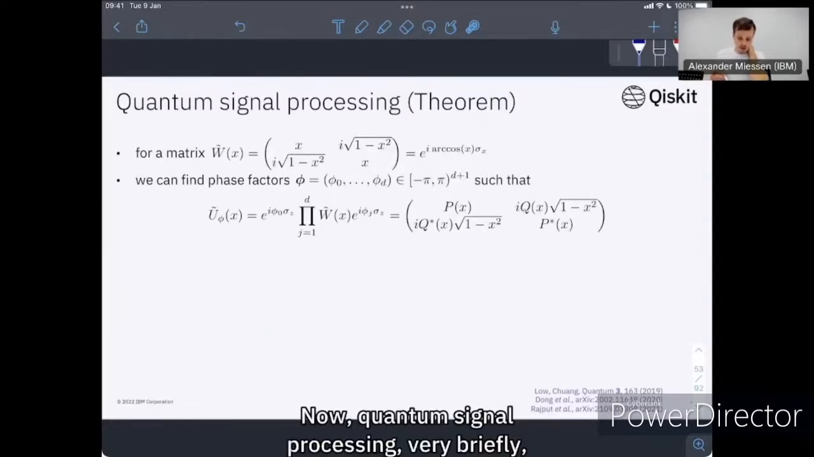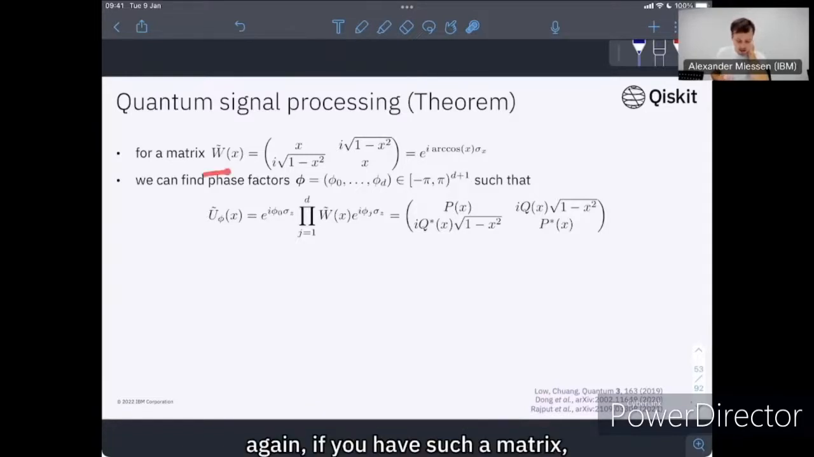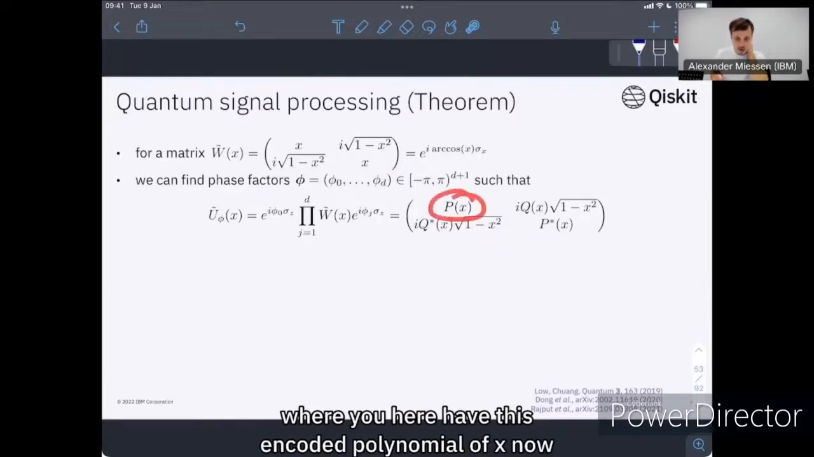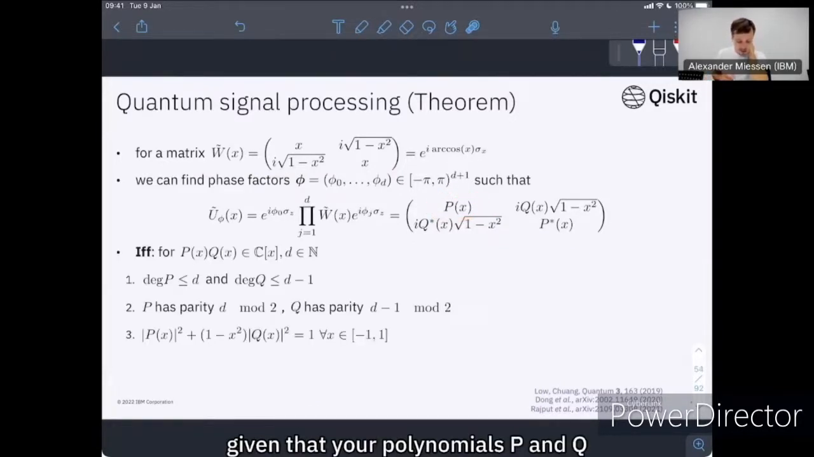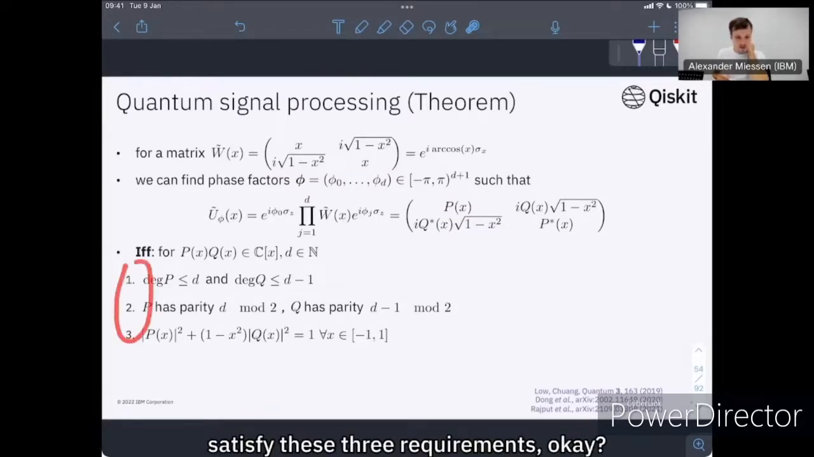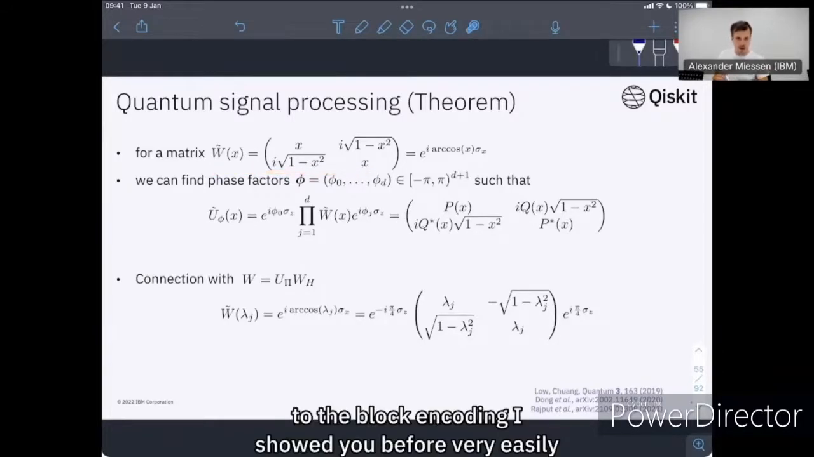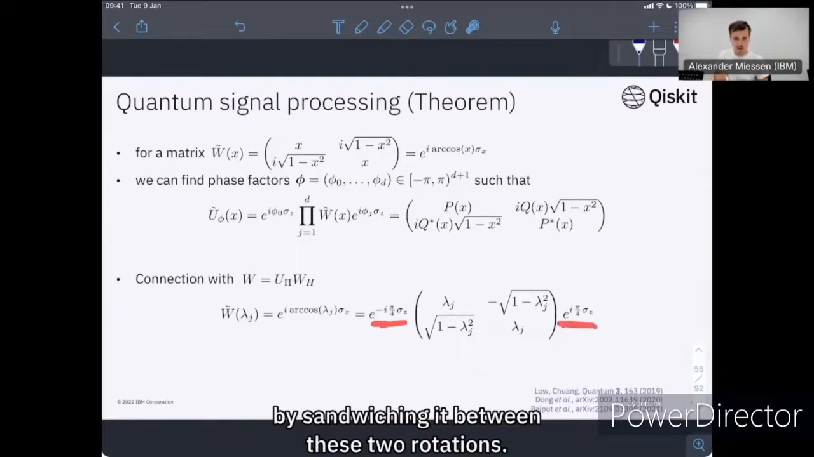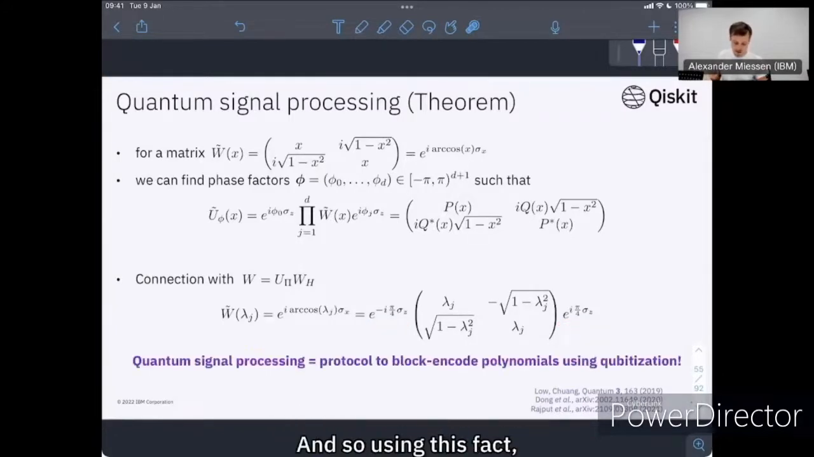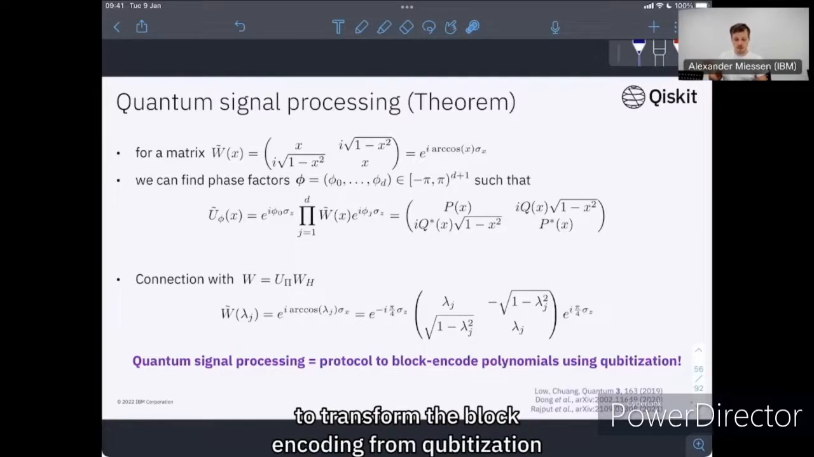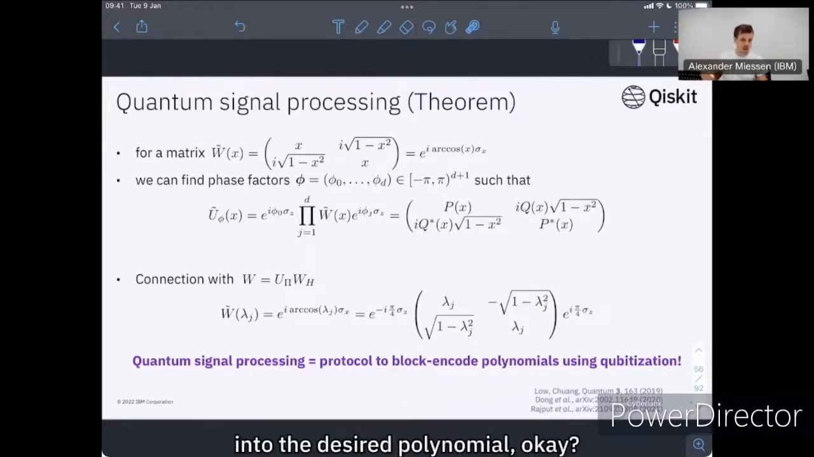Now, quantum signal processing, very briefly again, if you have such a matrix, you can always find these phase factors to transform this matrix into this matrix, where you here have this encoded polynomial of X now, given that your polynomials P and Q satisfy these 3 requirements, okay? Now, this QSP matrix is related to the block encoding I showed you before very easily by sandwiching it between these 2 rotations. And so using this fact, you can use quantum signal processing as the protocol to transform the block encoding from qubitization into the desired polynomial, okay?